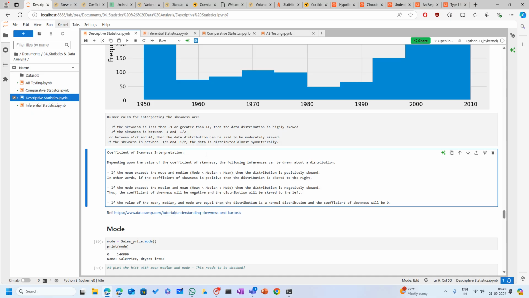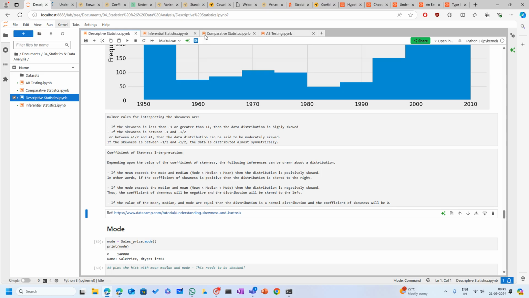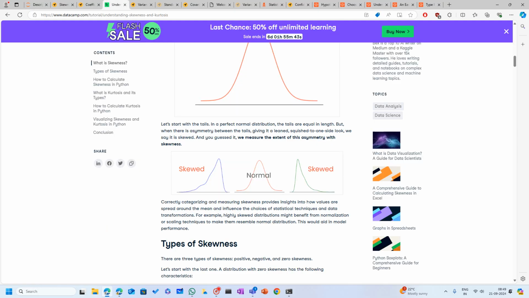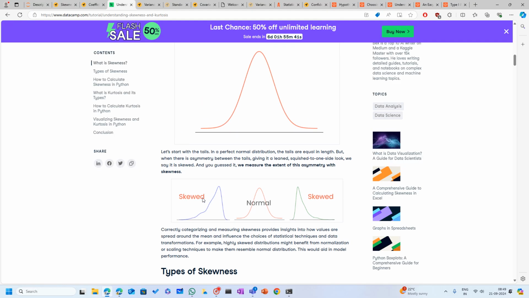Okay. So if you want to understand skewness and kurtosis, I've provided a link here. You can go through. For example, this is called skewed. This is also skewed, but this is called right skew. Okay, this is left skew, and we know left is positive. Left is positive, right is negative, and this is normal distribution.